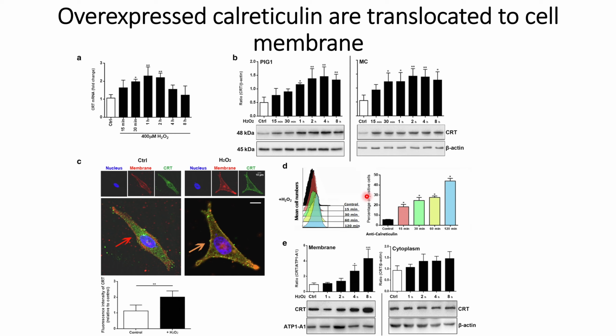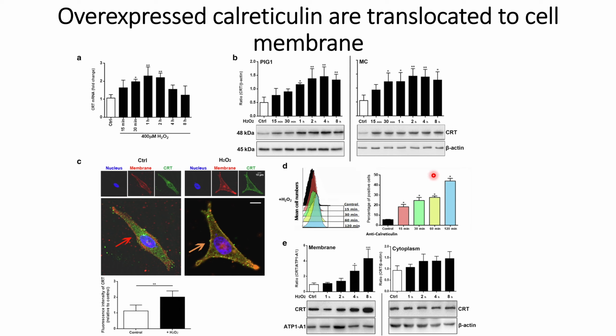cells that have calreticulum on the cell membrane. That can be seen in the flow cytometer quantitative results and also in the flow cytometer mean cell numbers.